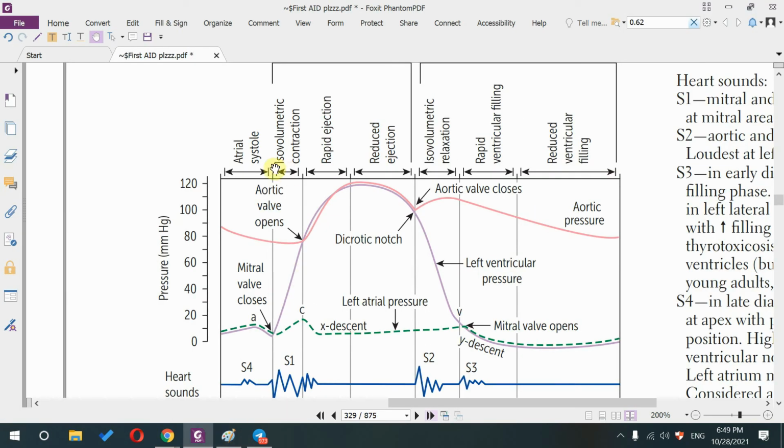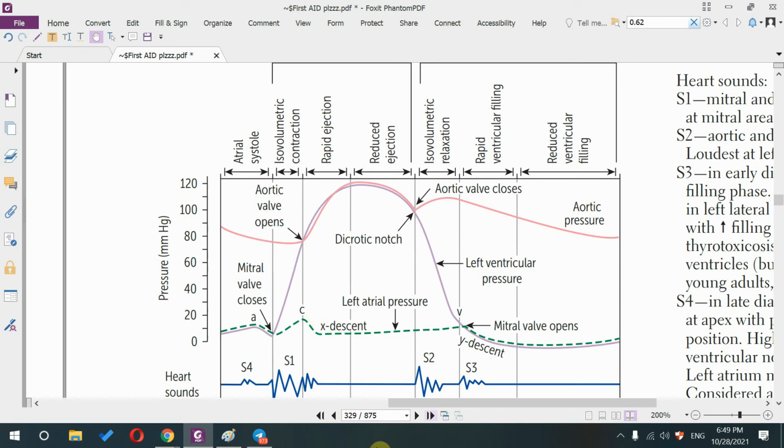During isovolumetric contraction of the left ventricle, we have bulging up of the mitral valve inside of the left atrium, and that led to what? Creation of the C wave. You must know the C wave and the A wave. So we spoke about the A wave and we spoke about the C wave. Okay, now we have an opening of the aortic valve.